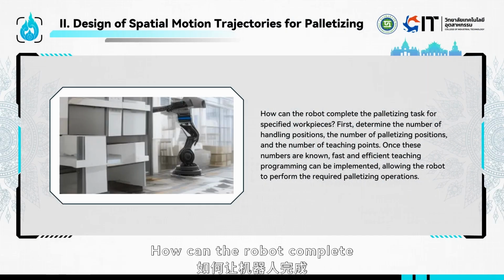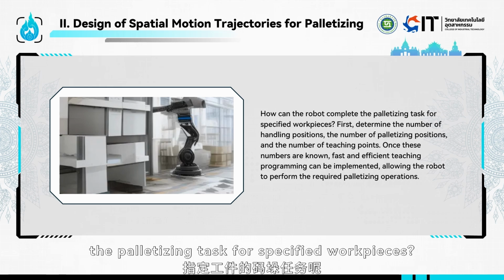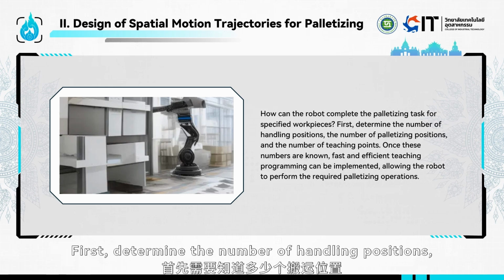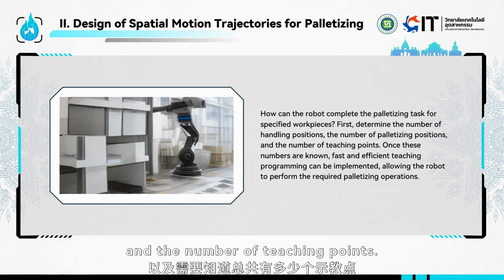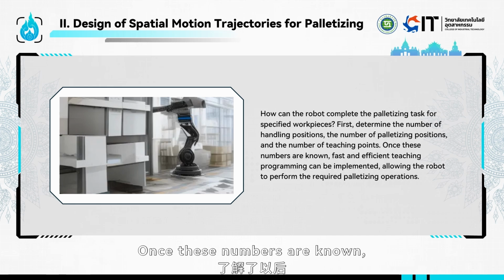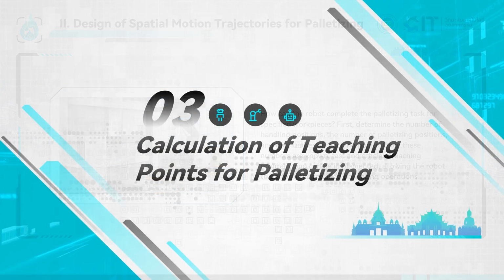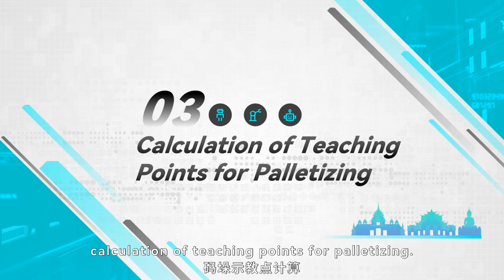How can the robot complete the palletizing task for specified workpieces? First, determine the number of handling positions, the number of palletizing positions, and the number of teaching points. Once these numbers are known, fast and efficient teaching programming can be implemented, allowing the robot to perform the required palletizing operations. Next, let's learn about calculation of teaching points for palletizing.